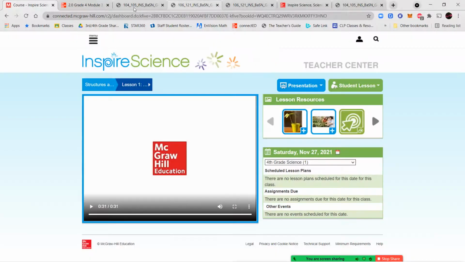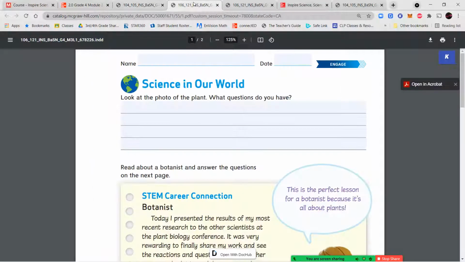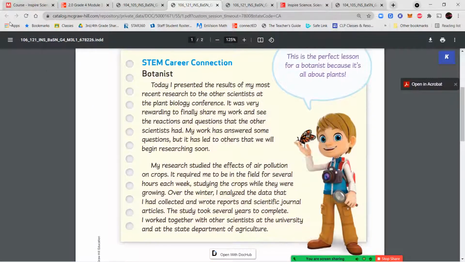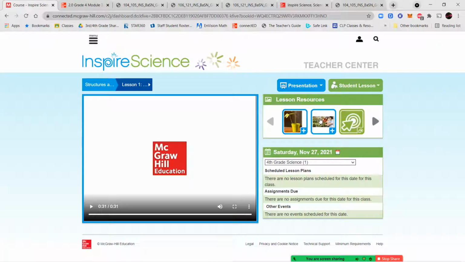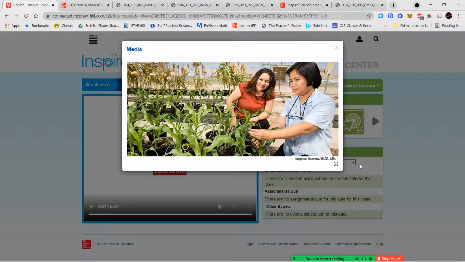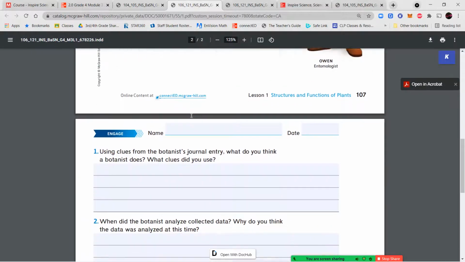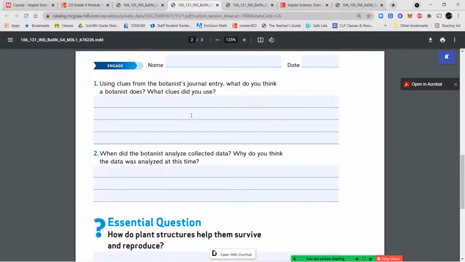Once you've completed that, your next section is going to be to read about a botanist. And we have a photo right here of a botanist. It's someone who studies plants. After you've read the section about the botanist, you're going to go ahead and answer your questions on the following page. Number 1 says, using clues from the botanist's journal entry, what do you think a botanist does? What clues do you see?